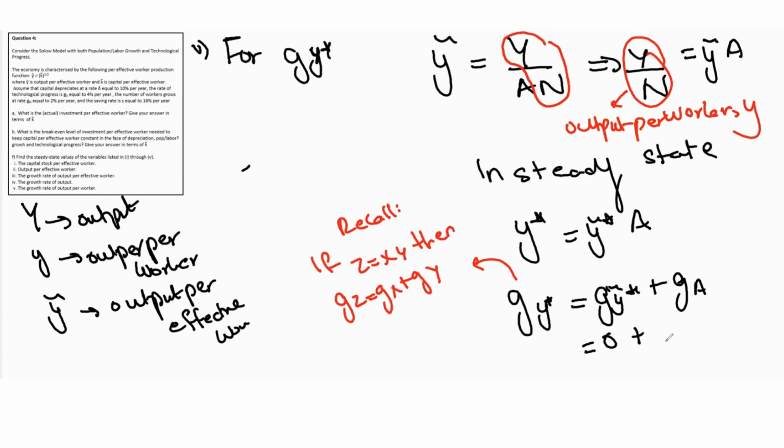The growth rate of A is 4%. So the growth rate of output per worker in steady state is 4%, which is greater than 0. So once technological progress is incorporated in the Solow model, we can explain sustained growth in output per worker and persistently rising living standards. Because without technological progress, the growth rate of output per worker was 0, since in the steady state output per worker was constant. Once you have technological progress, then you can have sustained growth in output per worker.